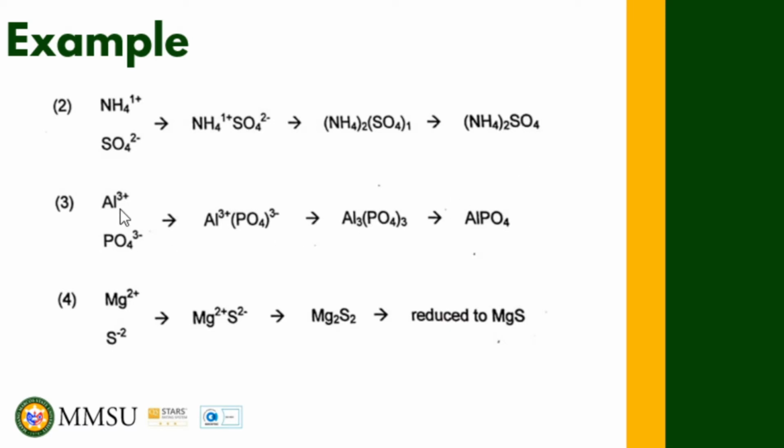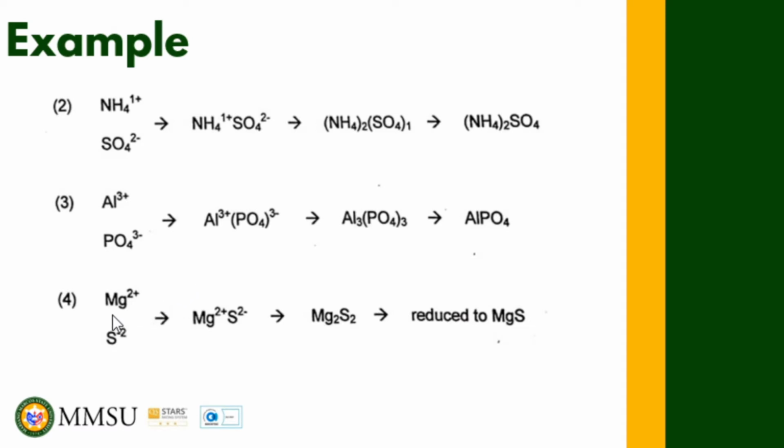So, another example, we have yung Al 3 positive and PO4 3 negative. So doing the crisscross method, we have Al3 PO4 3. So since it has the same subscript, then we can reduce it or cancel. So, naging AlPO4.